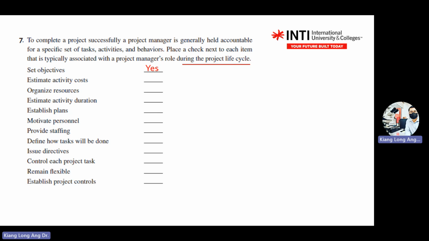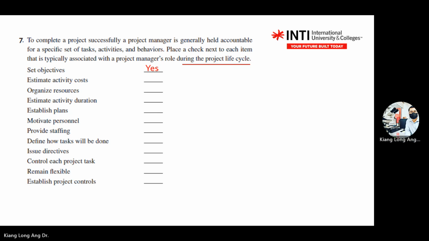Estimate activity costs. Who does the activity estimate? Think of the functional manager. The finance department is a functional manager. So the project manager actually doesn't do a lot of detailed things. You don't go and do the engineering drawing. You manage time, cost, customer requirement. The detailed ones, you get input from the functional manager. So estimate activity cost is not.